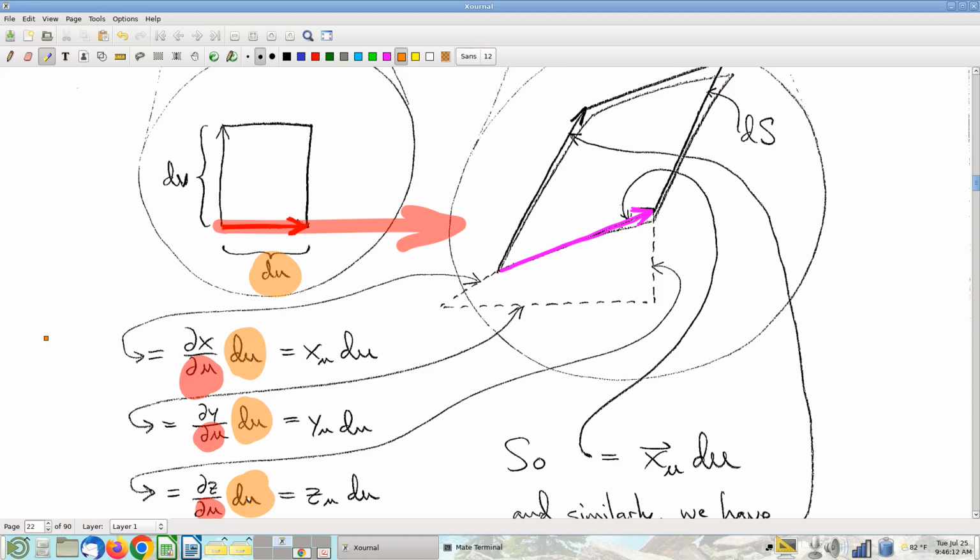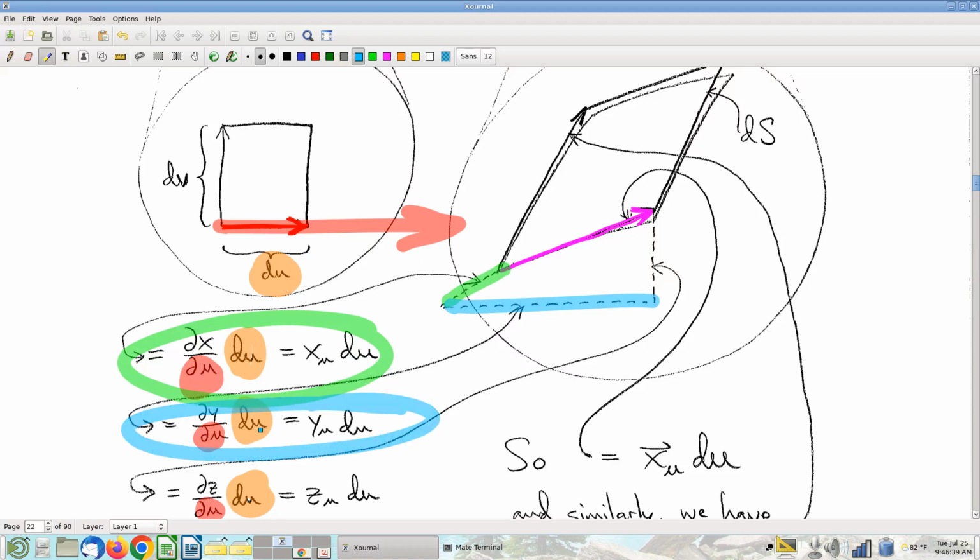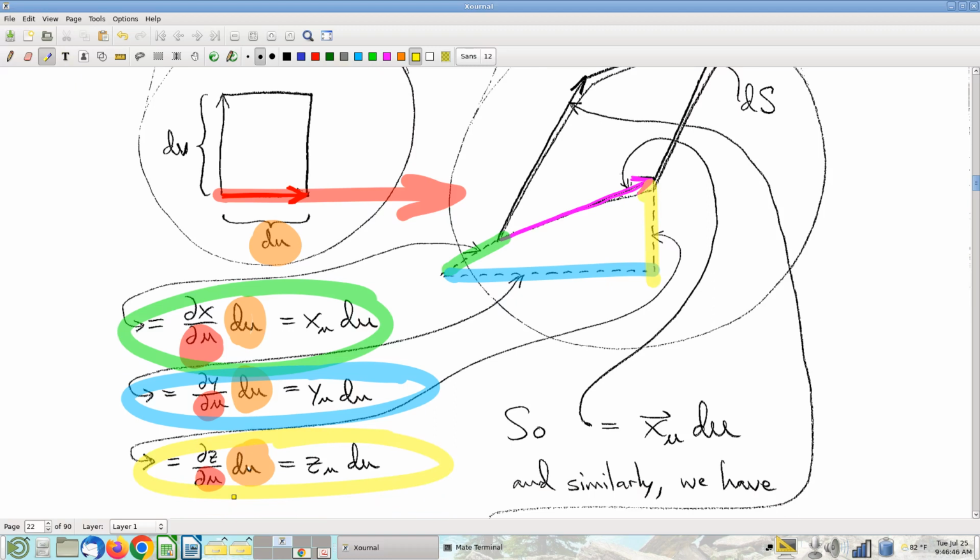And with that established, now it's a matter of looking at one coordinate at a time. If you want to know how much the x coordinate changes as you move along the u direction by an amount du, there you go. We're just keeping track of how x changes as I move in the u direction and by an amount du. And if you want to know how much y changes, boom. And how much does z change? Well, same thing applied to z.